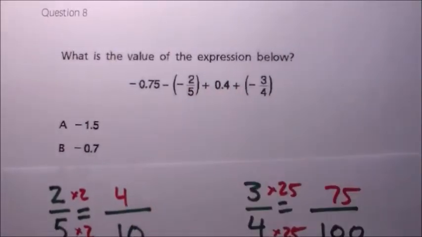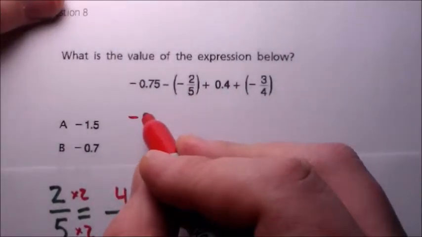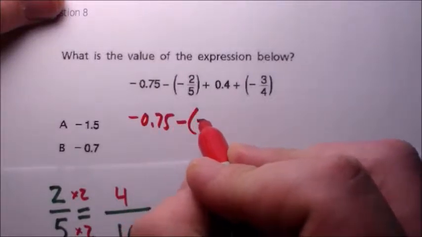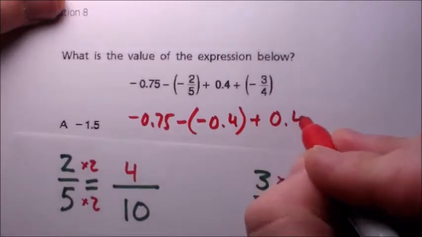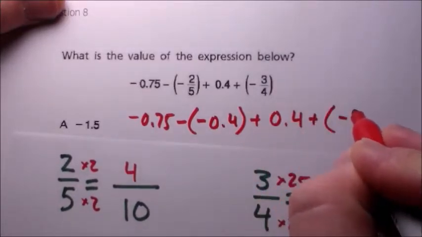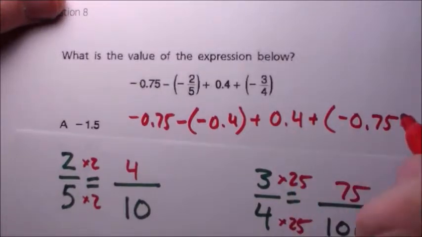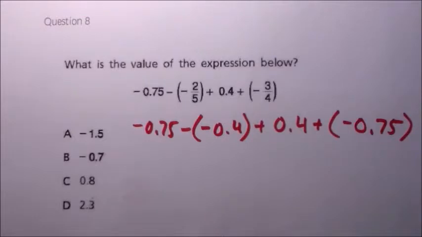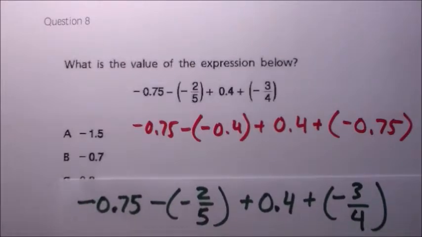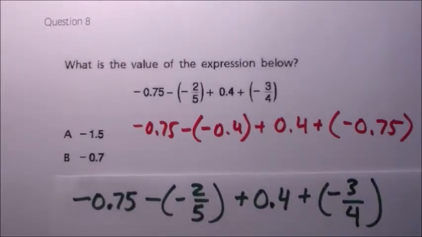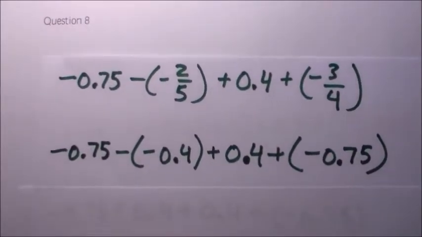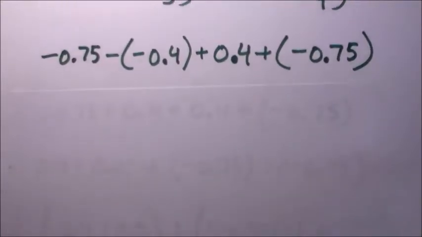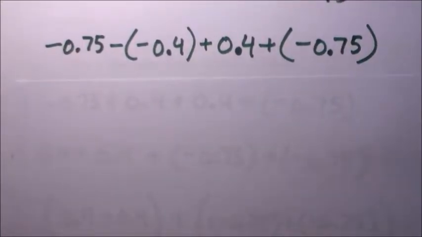And here we go. Let's rewrite it as negative 0.75 minus negative 0.4 plus 0.4 plus negative 0.75. Okay, that is what we have to deal with. And as you see, the first 2 lines of this next page just have it rewritten for us. So let's get going here. That's the original, and we shift out the fractions for decimals, and here we are. Now, what do we have?